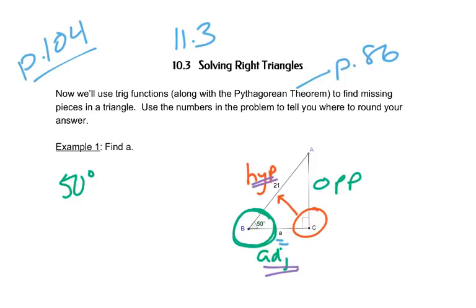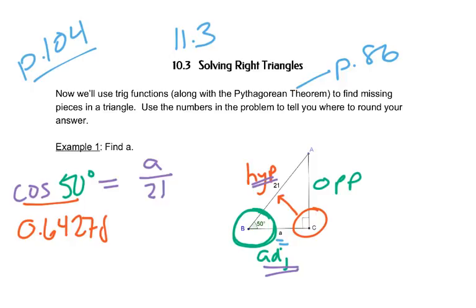So which trig function, we have to ask ourselves, uses adjacent and hypotenuse? And that would be the cosine. So we'll write cosine in front of that 50. And cosine is equal to adjacent over hypotenuse. So A over 21. So we can do the cosine of 50 in our calculator, and we get 0.64278, and that equals A over 21.